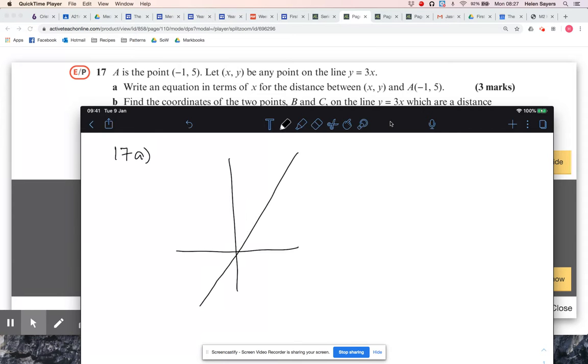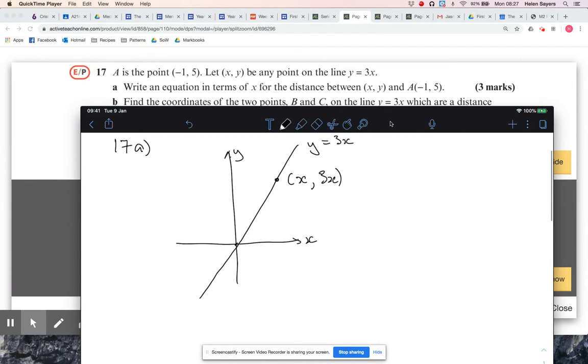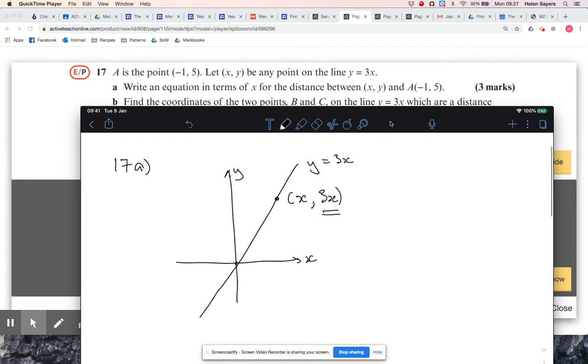gradient of 3 going through the origin. Okay, and (x, y) is any point on that line. So rather than call it just (x, y), I could call it (x, 3x). That's just rather than putting y as the coordinate there, I'm putting 3x because I know that's how I would work out y.